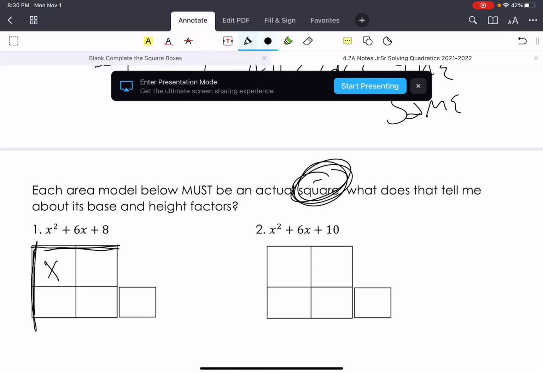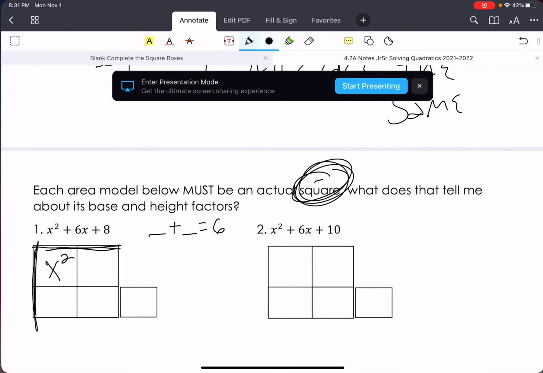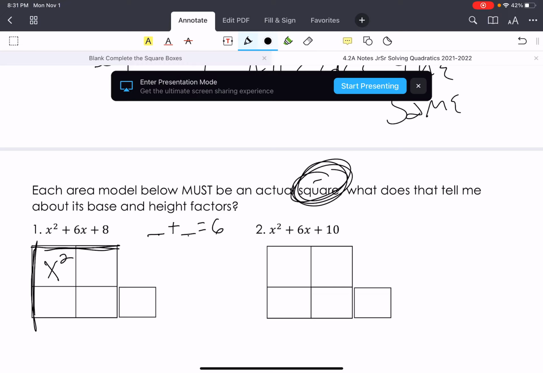Now, we always put our x squared here. Now, this is the new part, okay? So be careful. On this one, if I know that my two numbers that I'm looking for have to add to 6, but this time they don't necessarily have to multiply to 8. Instead, I know that they have to be exactly the same thing. Whatever I put here and whatever I put here, if it's going to be a square, has to be the same thing.